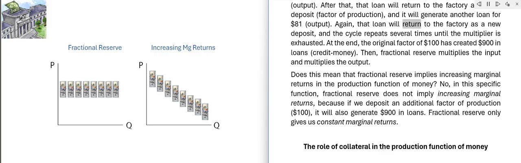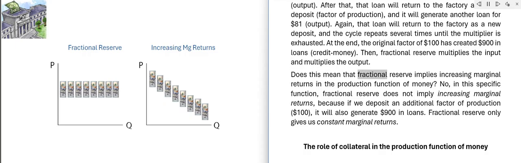Again, that loan will return to the factory as a new deposit, and the cycle repeats several times until the multiplier is exhausted. At the end, the original factor of $100 has created $900 in loans, credit money. Then, fractional reserve multiplies the input and multiplies the output.